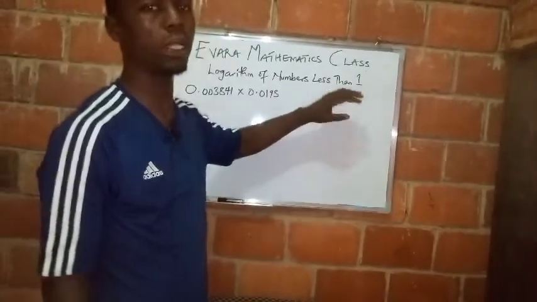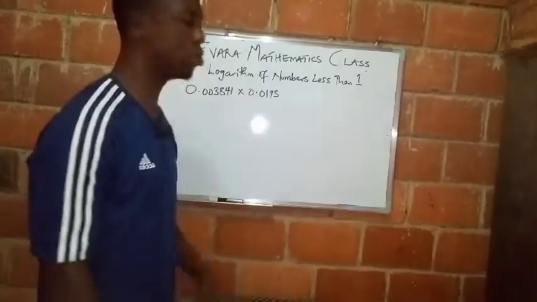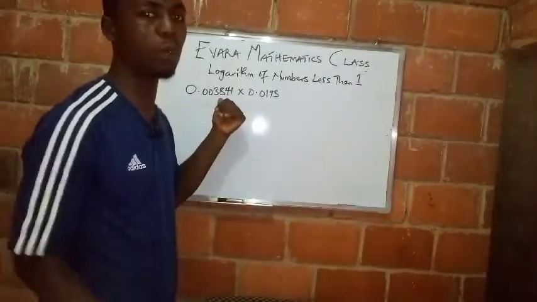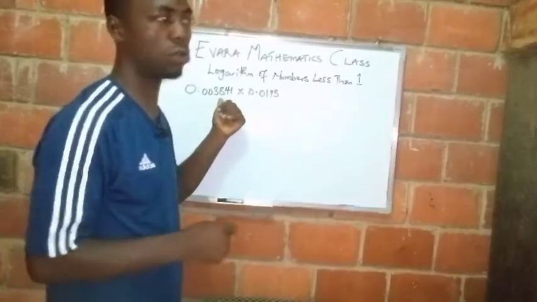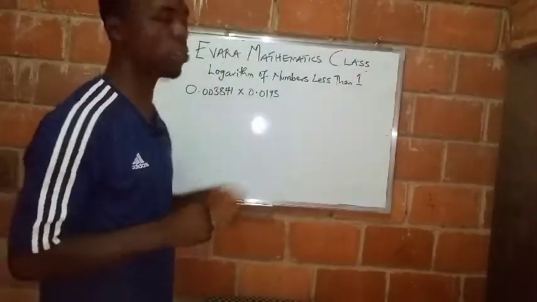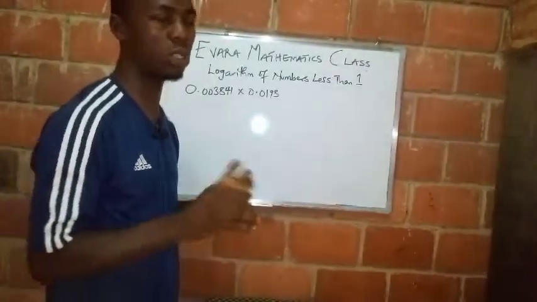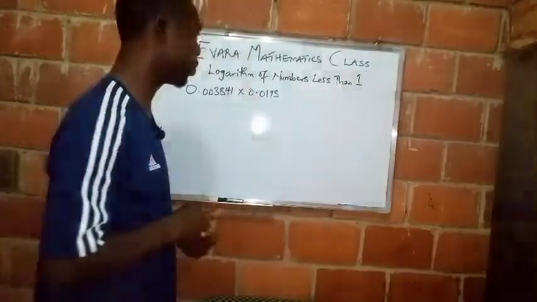But this time around, we are taking logarithm of numbers less than 1. These kind of numbers that are 0 point something are referred to as numbers less than 1. So we follow the same procedure as for numbers that are greater than 1, but there are just little differences.